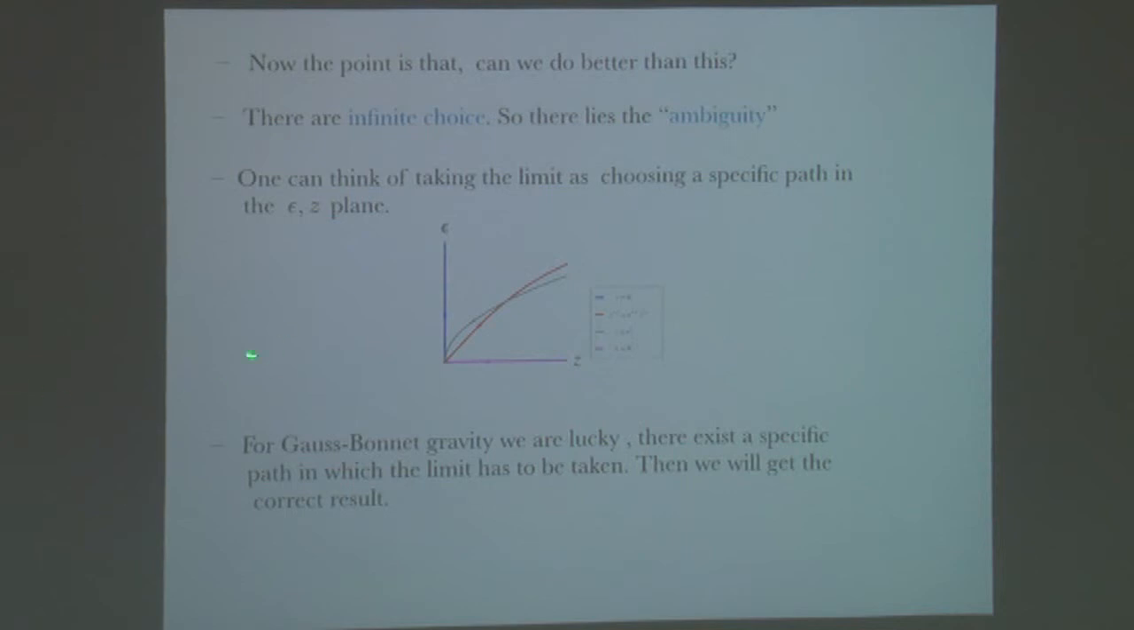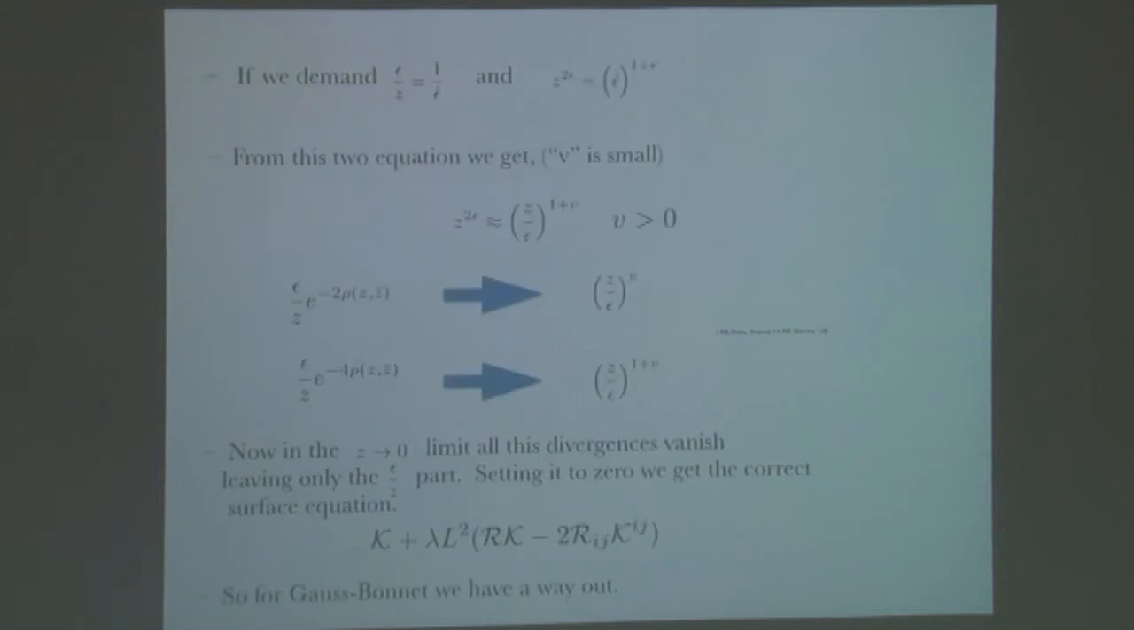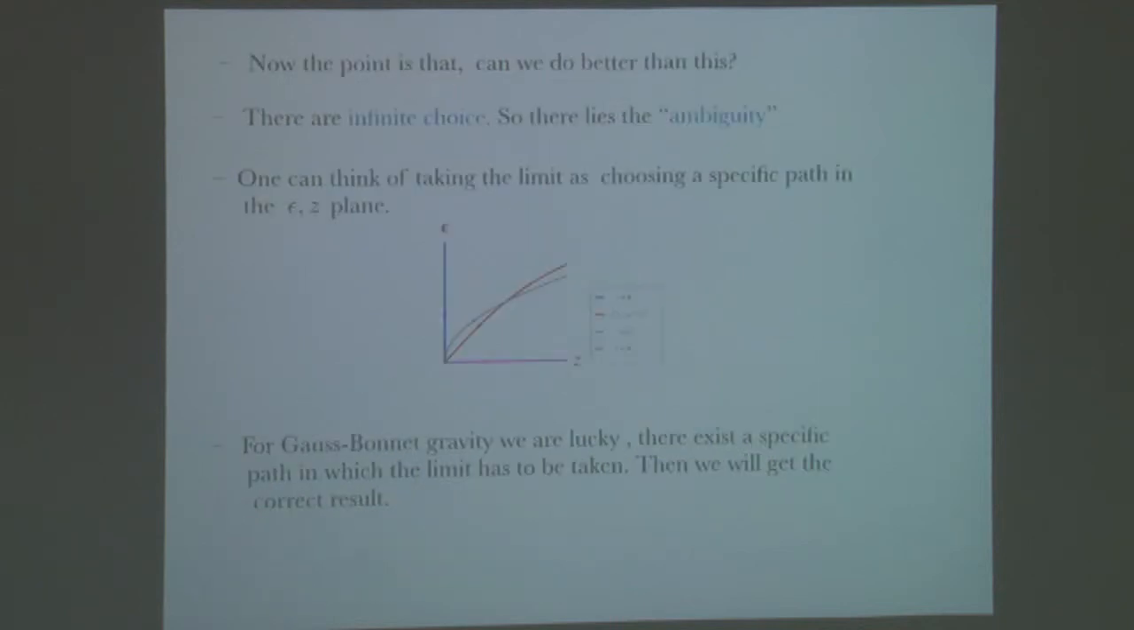But still there is a way out. We can take the limit as mentioned in this red path here, which is analogous to setting epsilon by z to be some small quantity, the inverse of some small quantity, 1 by epsilon hat, and you demand that z to the power epsilon goes to epsilon hat to the power 1 plus b. Actually this has been shown for v equal to 0.1, so this is z to the power 5.1.